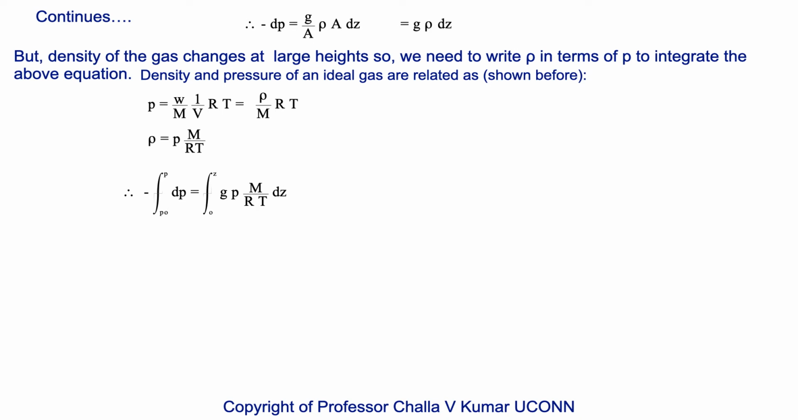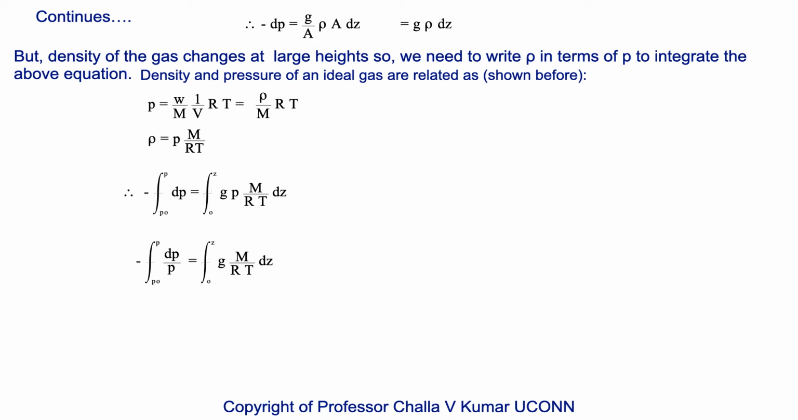Now we're going to simply integrate this expression. Why? Because g is constant, M is constant, R is constant, T is constant. Therefore, we have dP on the left-hand side, P and dz on the right-hand side. So we will take the P from the right-hand side to the left-hand side. And then we have the expression 1 over P dP with the negative sign equals gM over RT dz. Now we're going to integrate the two expressions with appropriate limits.